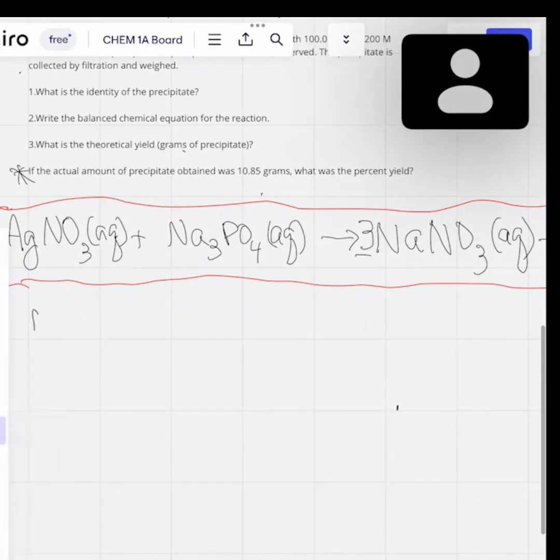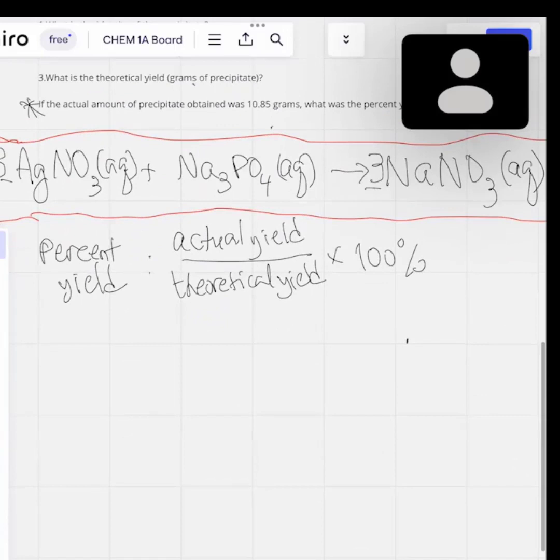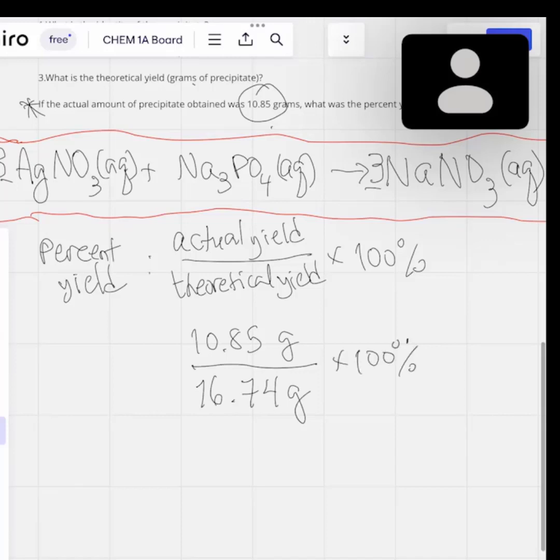So remember that percent yield. Oops, sorry, let me get my pen back here again. When we say percent yield, this is something you need to remember. You're going to be talking about the actual yield divided by the theoretical yield times 100%. So in our case, according to this problem here, the actual yield was 10.85 grams. Our theoretical yield, we said, was 16.74 grams, times 100%. I'm going to let you pause the video here and see what value we get.